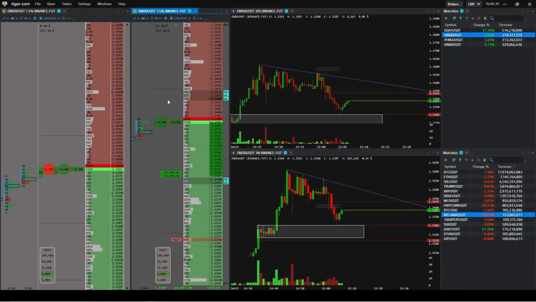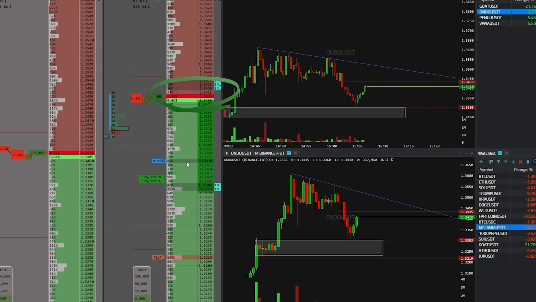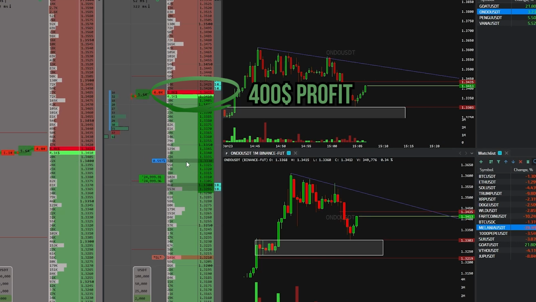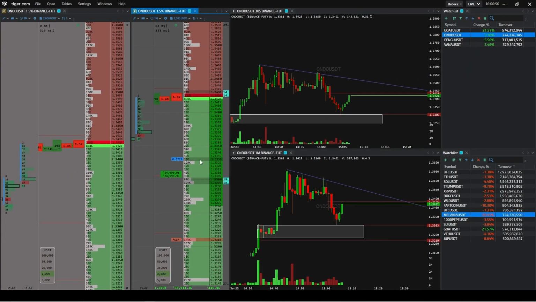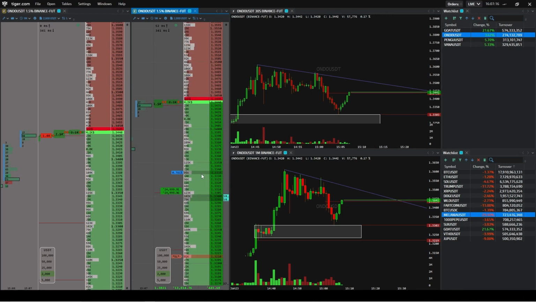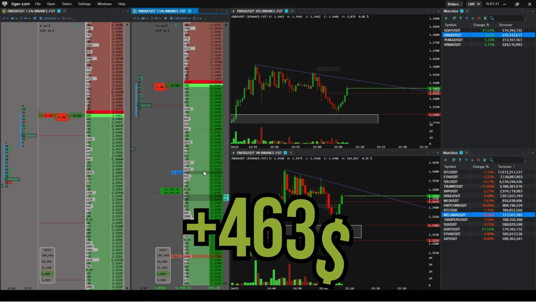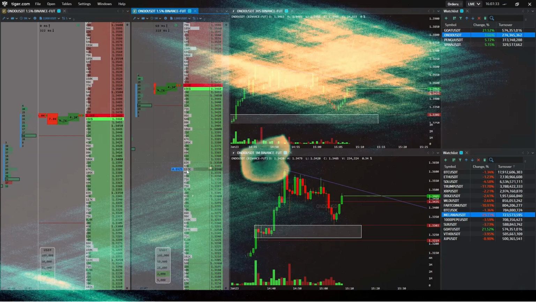I have placed several limit orders for sale to fix partially my profit. As you can see, we are having almost $400, so I am starting to gradually lock in profits. My limit orders for fixation are executed. When the risk-reward ratio reaches 1:2, I decide to close the trade completely. In this trade I managed to make $463.